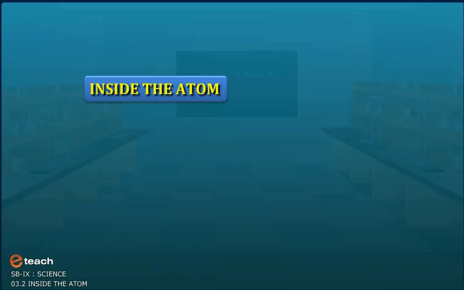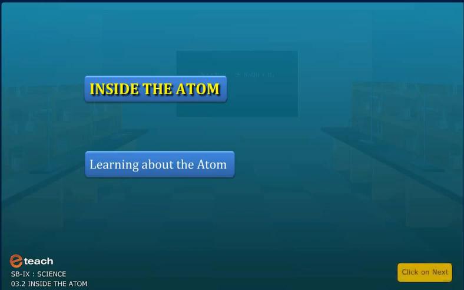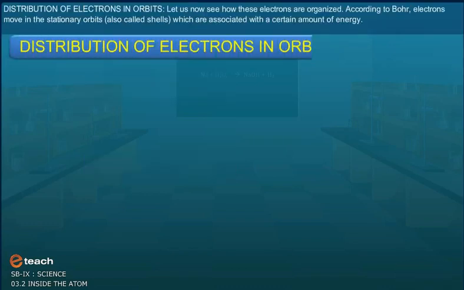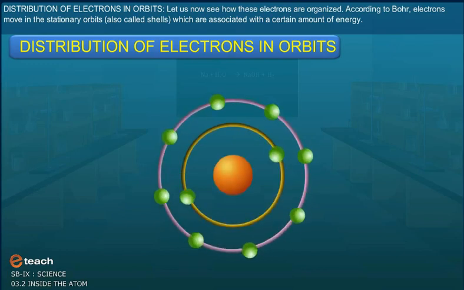Inside the atom. Learning about the atom. Distribution of electrons in orbits. Let us now see how these electrons are organized.